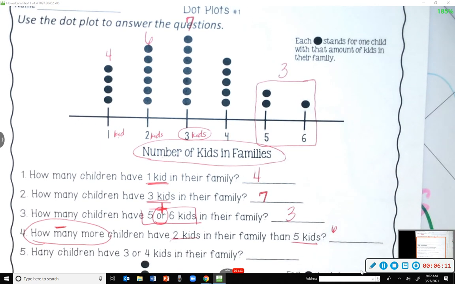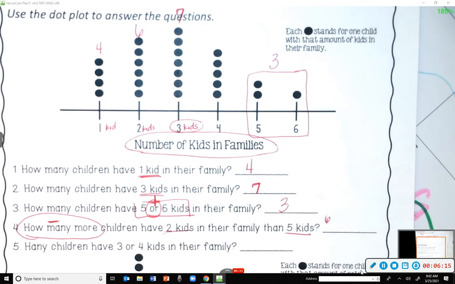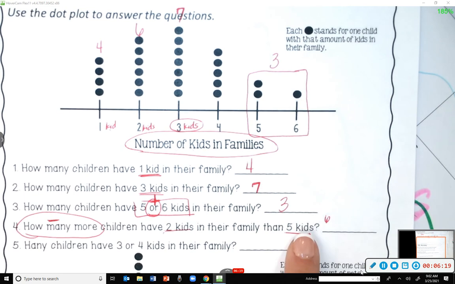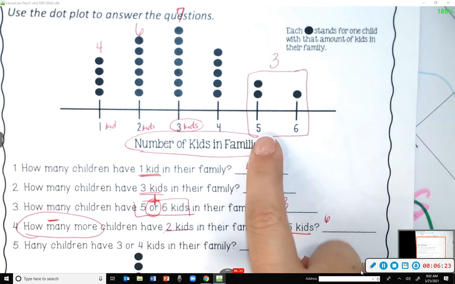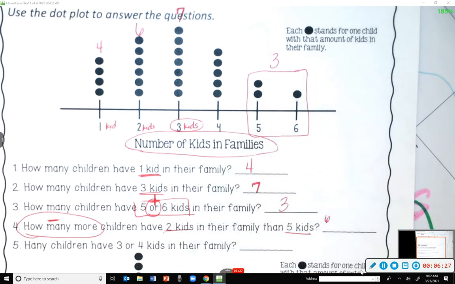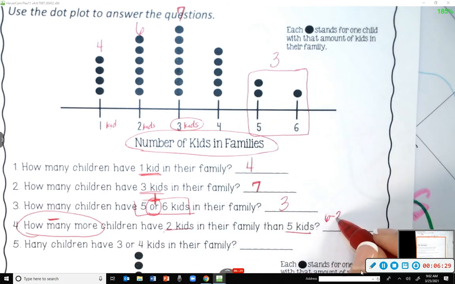Look again. I'm going to wait till everybody has the correct answer and they're not just shouting out some random number. How many have 5 kids in their family? 2, because we look above the 5 and there's 2 dots. So 6 minus 2 equals what? 4. Good.